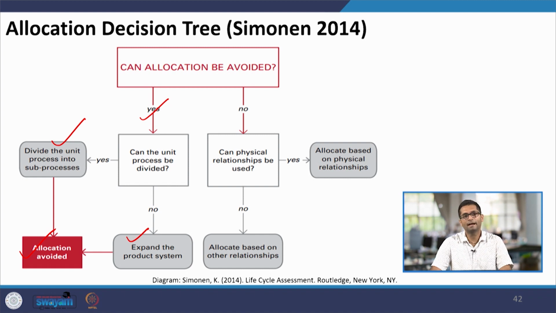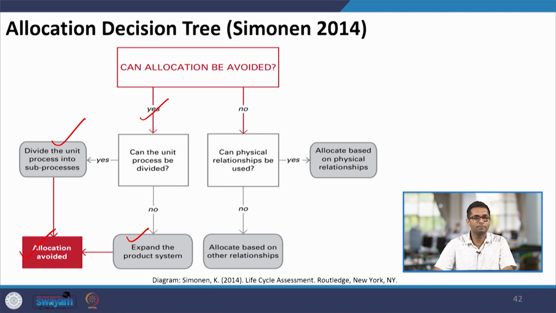If the problem arises that I cannot avoid allocation, and allocation is something I have to go with, the first thing I would take into account is to allocate the emissions based upon physical relationships, which could be mass based, energy based, or in some cases volume based relationships. So I would try to divide the emissions based upon the mass of the different products being produced or the energy content of the products. Further, in some cases it might happen that even this kind of allocation is not possible. Say for the example of a power plant.